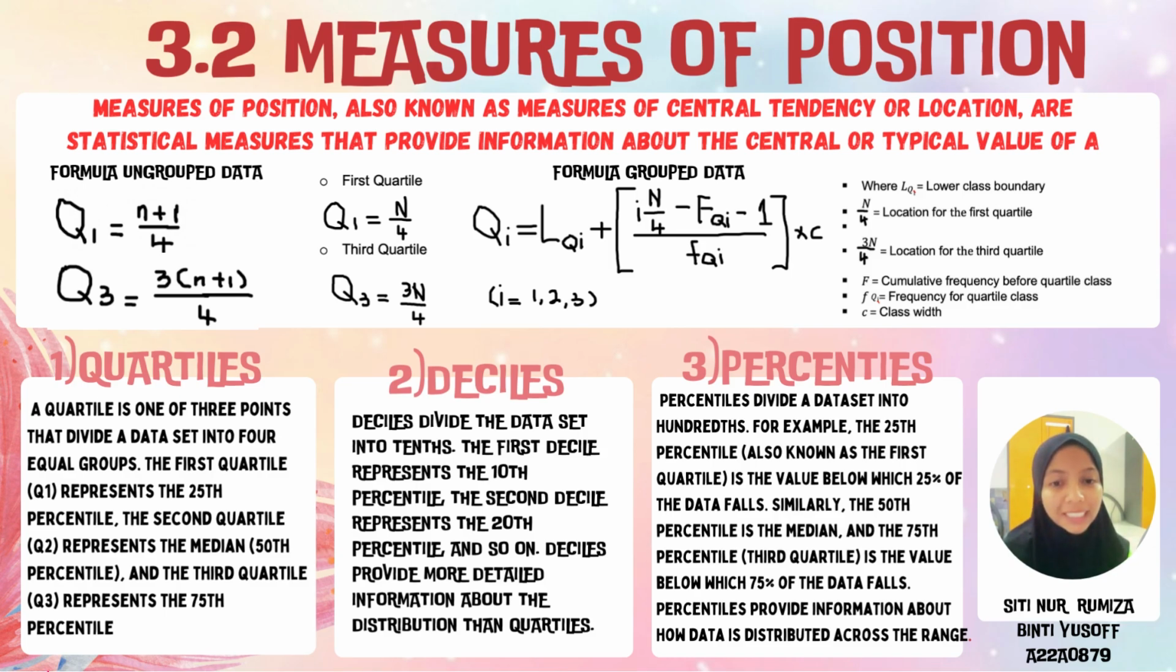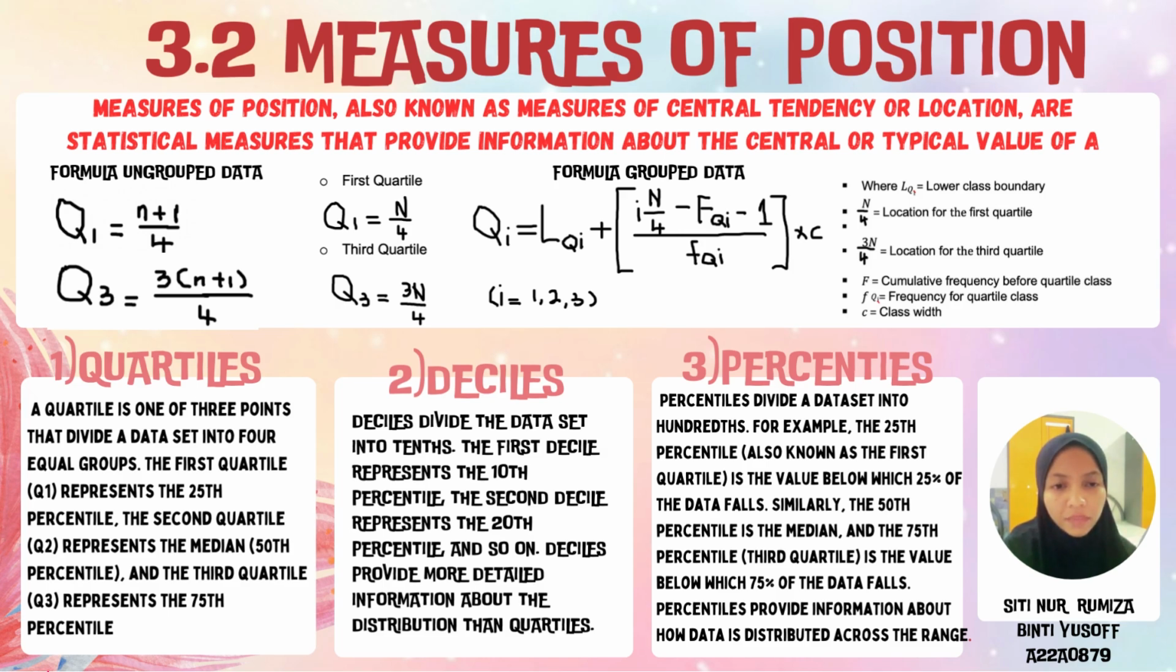Second, deciles. Deciles divide the data set into 10 parts. The first decile represents the 10th percentile. The second decile represents the 20th percentile, and so on. Deciles provide more detailed information about the distribution than quartiles. Third, percentiles.